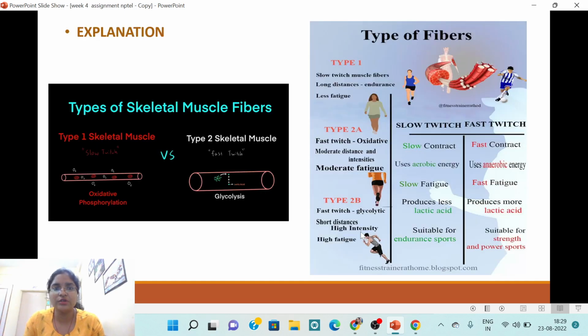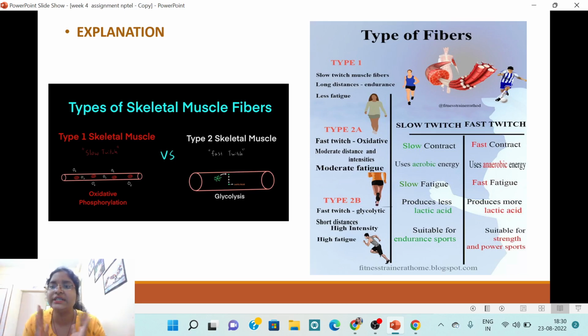So we'll see how. Here you can see two types of muscles. There is a drawing here. One is the slow twitch and the other is the fast twitch. So two different types of respiration processes are followed by these two types of twitch muscles. That is, in the slow twitch, oxidative phosphorylation occurs, and in the fast twitch, glycolysis occurs.